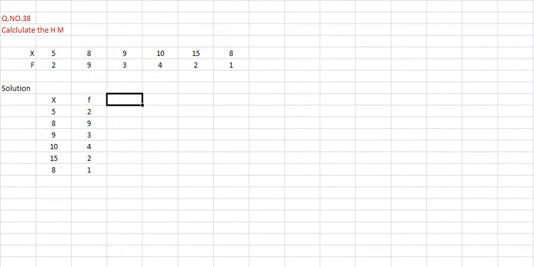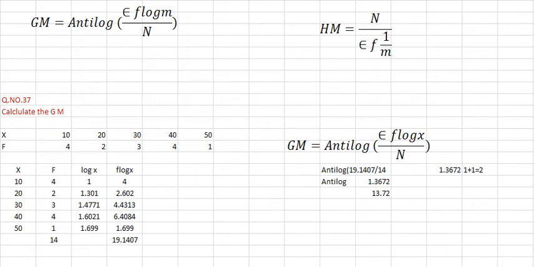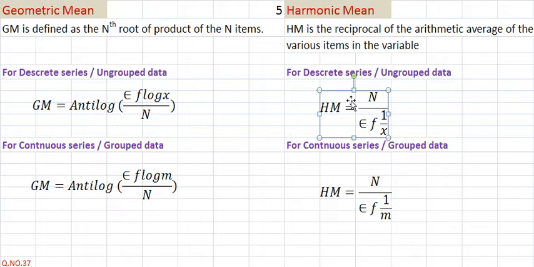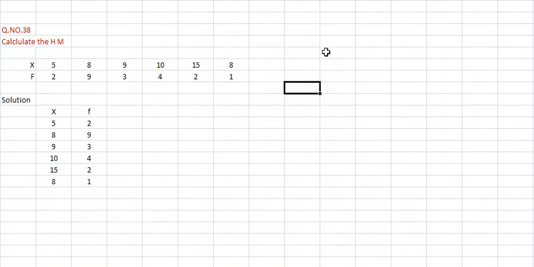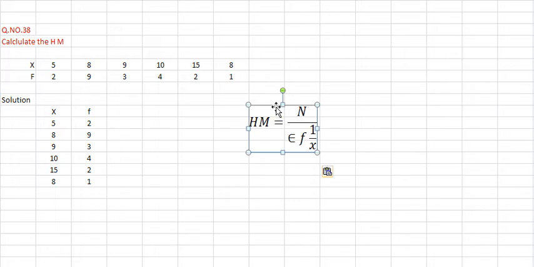First we need to check the formula. What is the formula for this method? This method means the harmonic mean discrete series method. If you see here, this was the formula for that. Use this formula and compute the harmonic mean. So it is n divided by the summation of f by x.